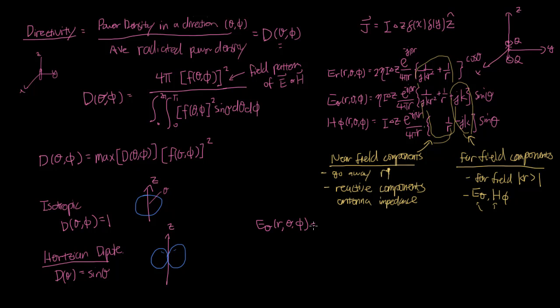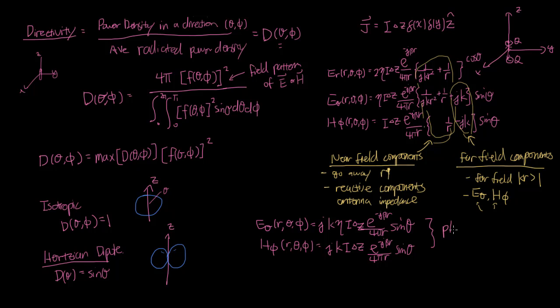vicinity of the antenna will be a theta direction, which is jk eta I delta z e to the minus j beta r over 4 pi r sine theta, and then an H phi component that is equal to jk I delta z, so you take out the eta, and then e to the minus j beta r over 4 pi r sine theta. And if you just choose a particular theta, these are all real numbers except for the e to the j beta r. So you see that this is actually a set of equations for a plane wave.